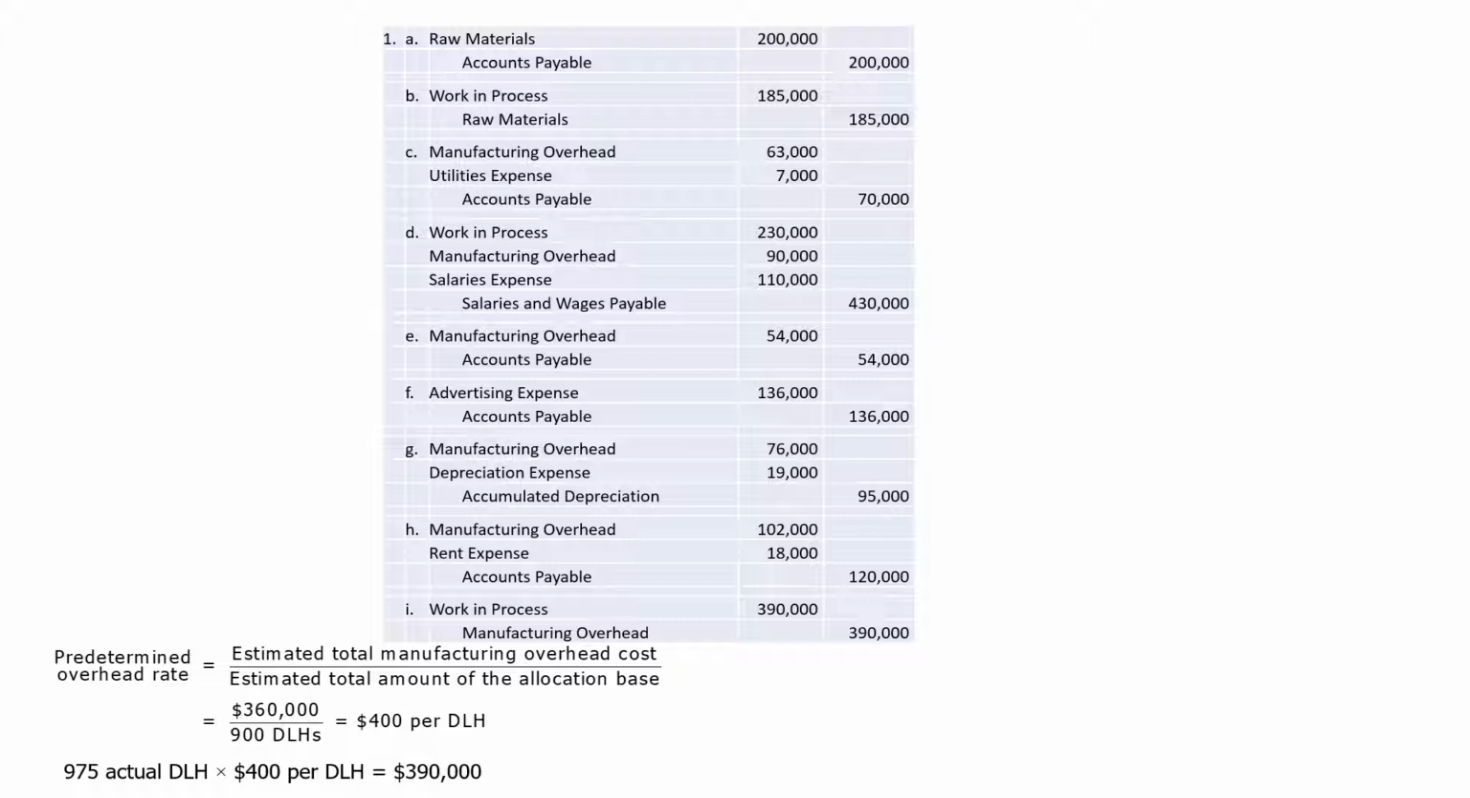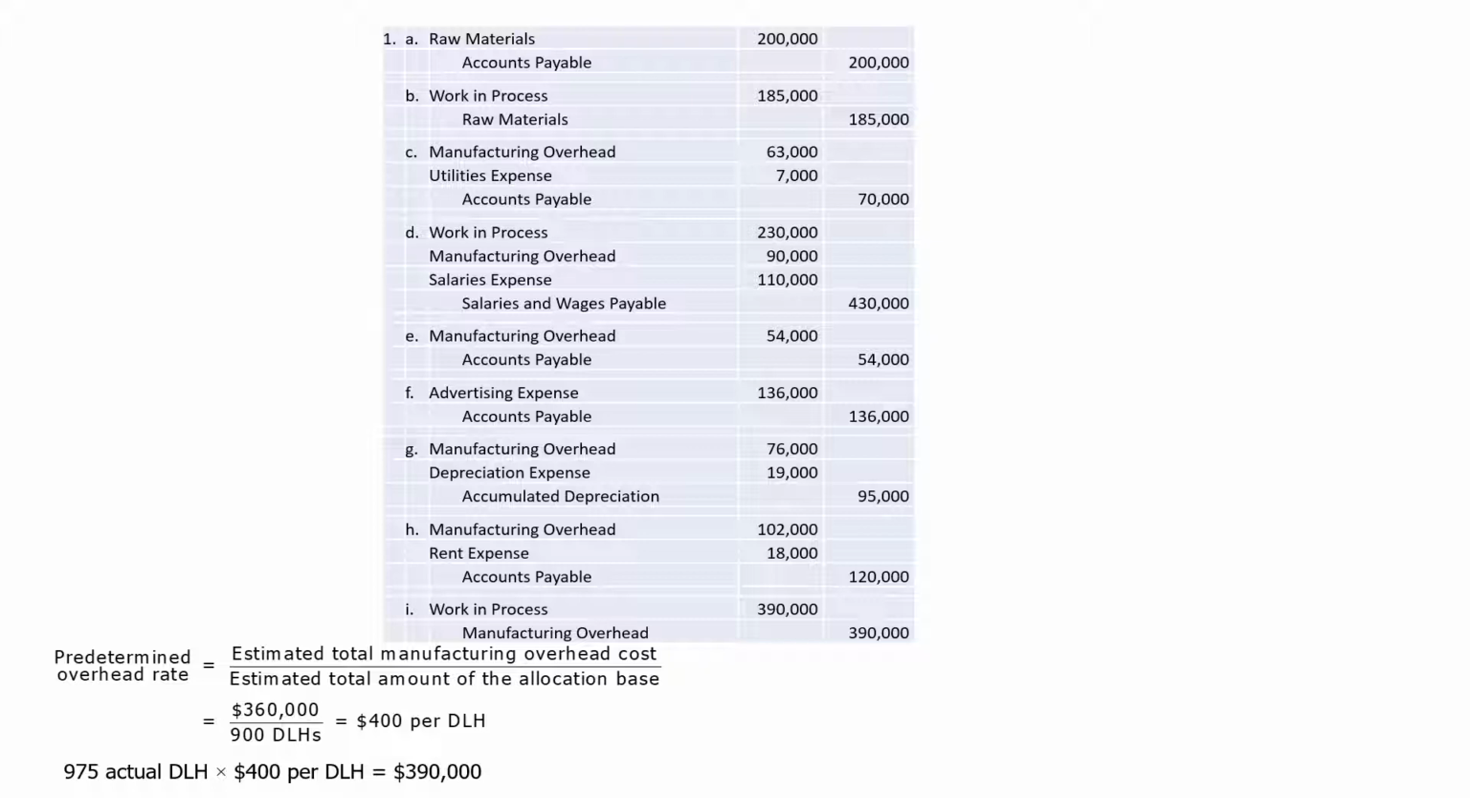In H, rental cost incurred on building is a total of $120,000. 85% relates to the factory operation, the remainder related to selling and administrative facilities. So again, we'll take $120,000 times 85%, debit the manufacturing overhead account. We always debit that account when we have actual manufacturing overhead. We debit rent expense for the remainder and credit accounts payable for $120,000.